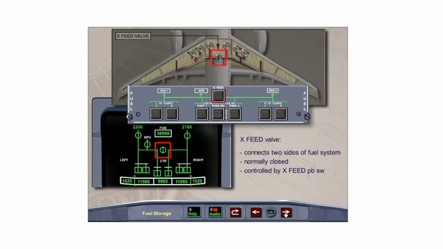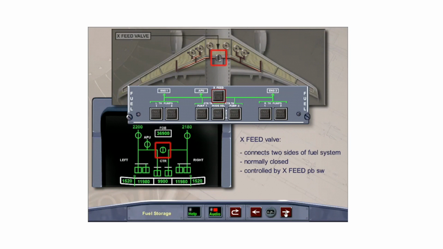A cross-feed valve allows the two sides of the system to be interconnected so that tank pumps from one side can supply both engines. Normally the valve is closed and the two sides are isolated. The cross-feed valve is controlled by the cross-feed push-button switch located on the overhead fuel panel. The valve actuator has two motors, each supplied by a different power source.